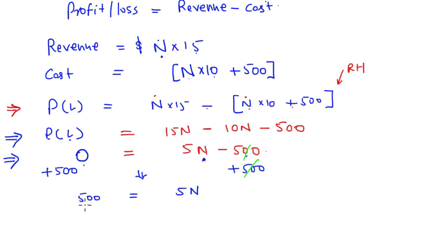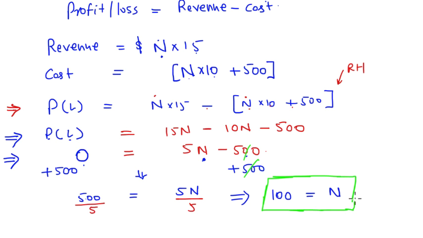Now you can divide both sides with 5 once again, right? And that leads to 100 is equal to n. And that simply means that n is equal to 100, meaning for 100 units produced and sold, I will run into a situation that neither have I made a profit nor have I made any loss. And that is exactly what we were looking for, right?